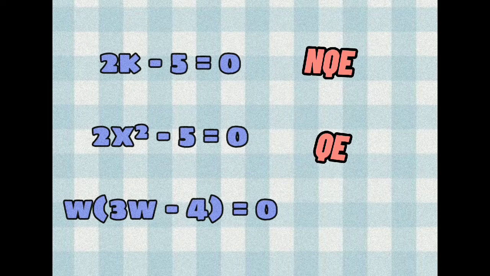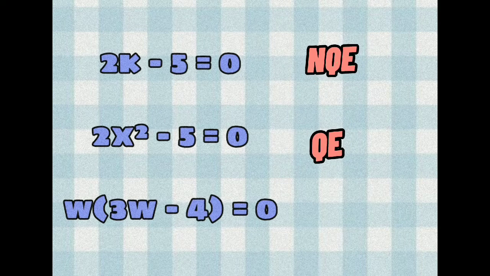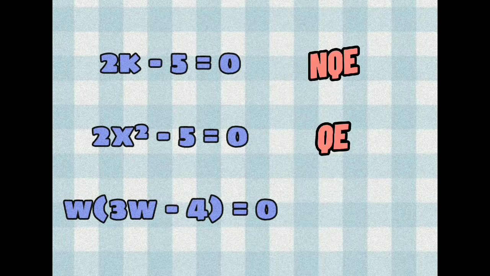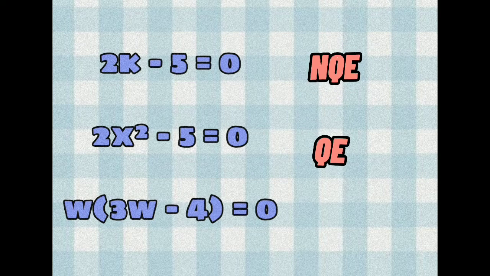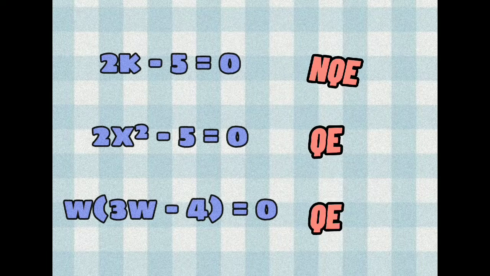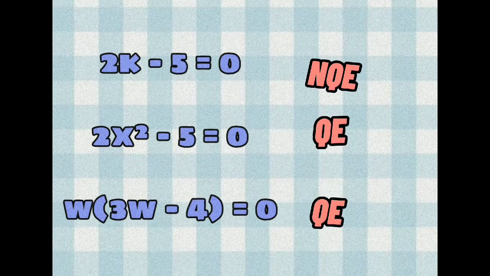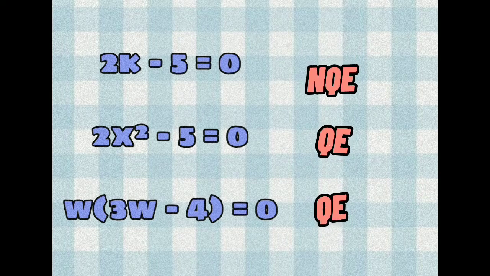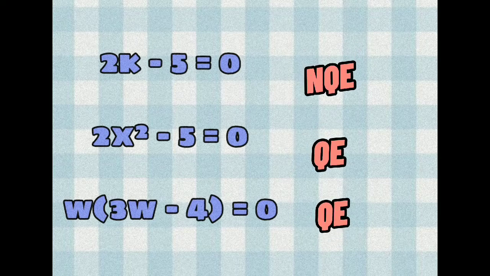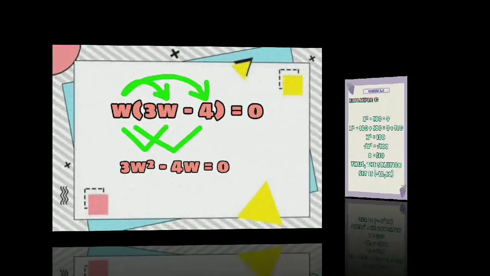So, it's QE. Next, w quantity 3w minus 4 is equals to 0. Is it quadratic equation or not? Yes, it is quadratic equation. Bakit naging quadratic equation? Kung gagawin mo siyang standard form, magiging quadratic equation siya dahil magkakaroon ng degree 2.